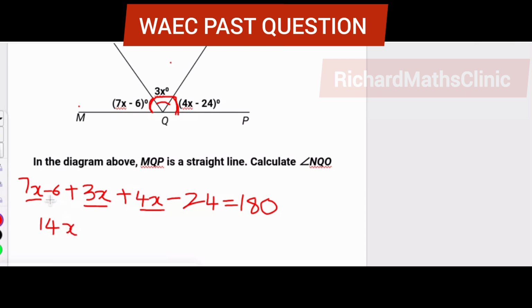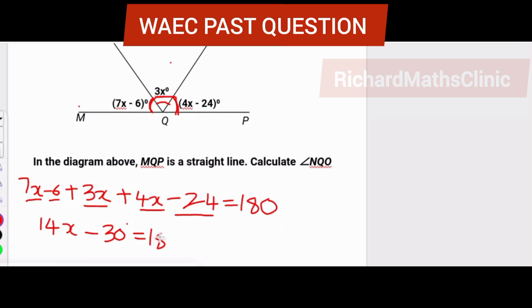All right, please note the signs are not changing yet. So I'm going to be adding up minus 6 and minus 24. I'm going to put it together, minus 6 and minus 24. And that gives us minus 30. Okay? Equals 180 degrees.